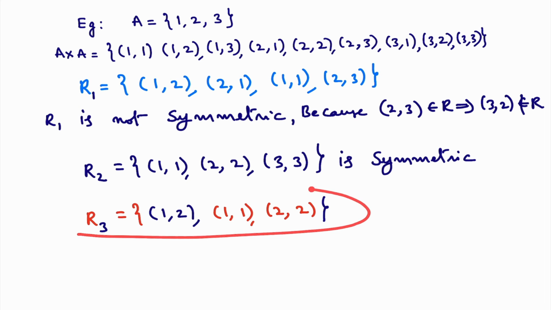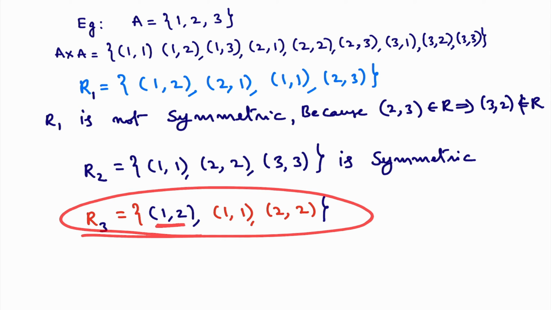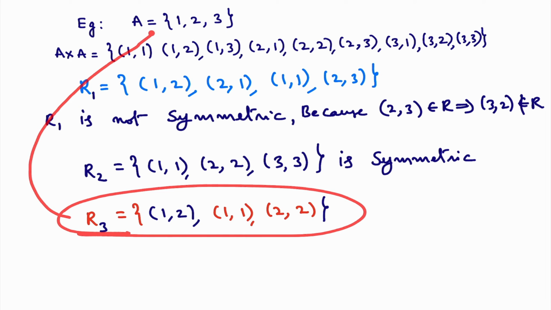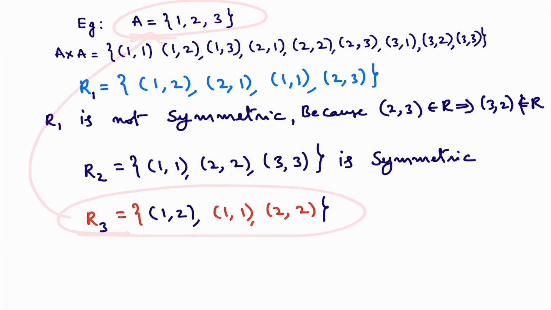You please observe this relation. Is it a subset of A cross A? (1, 2), yes it is there. (1, 1), yes it is there. (2, 2), yes it is there. It is a subset of A cross A. So this is a relation on A. Is this relation symmetric on set A?